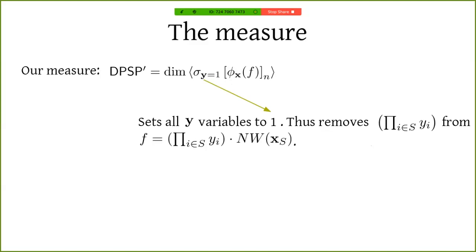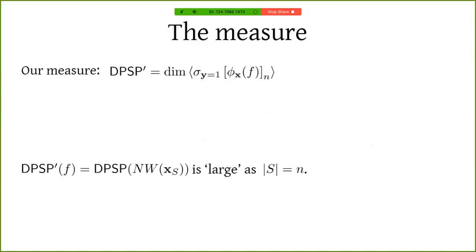The second operation sets all y variables to 1, and thus this operation removes the prefix in y variables from the hard polynomial f. And after these 2 operations have been applied, we are only left with one intact copy of the Nisan-Wigderson polynomial. Because of this, we are able to show that dPSP prime of f is equal to dPSP of Nisan-Wigderson excess, which is large as the size of S is n. So we have a large lower bound on the measure of a hard polynomial, and we are done.